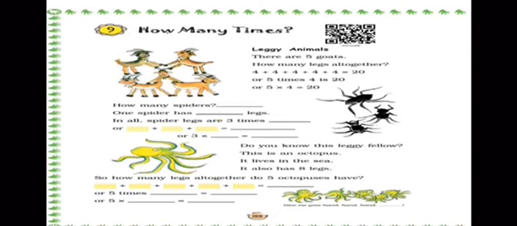Now in all, spider's legs are 3 times. 3 times what will come over here? 8. 3 times 8. Or we will write 8 plus 8 plus 8. Now like this, the calculation becomes difficult. So 8 plus 8 is 16, then plus 8 is 24. Or if you know your tables very well, you will do 3 8s are 24. So now let's check our answer. Yes, 24 is the answer.